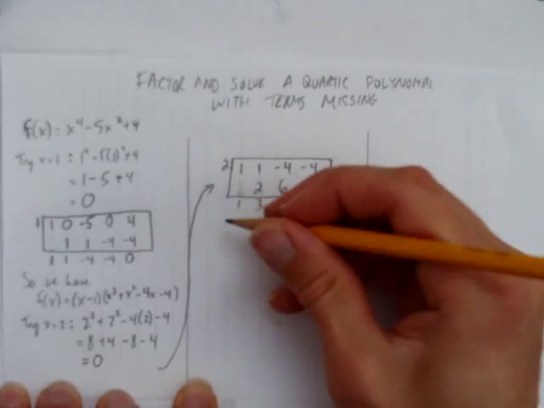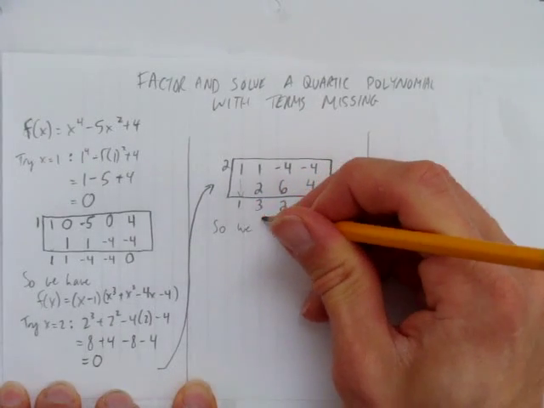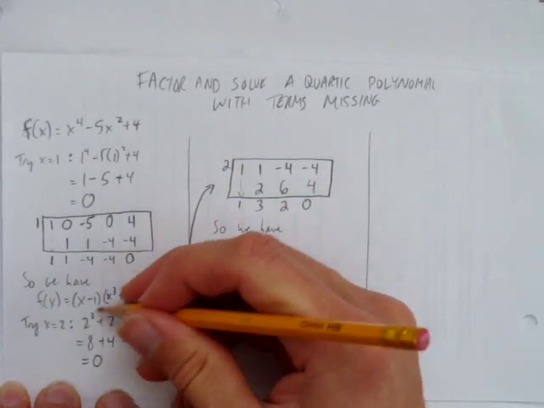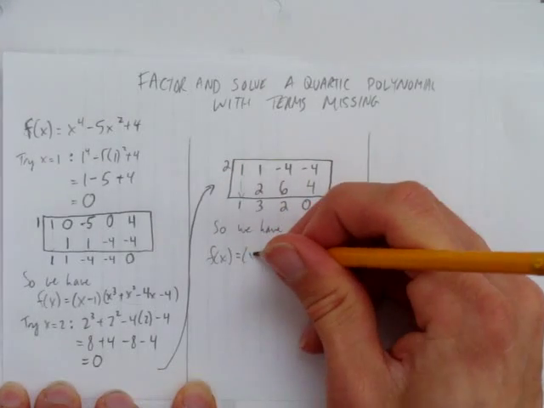Perfect. We got it. So we have f of x equals our original factor that gave us that 0, x minus 1.